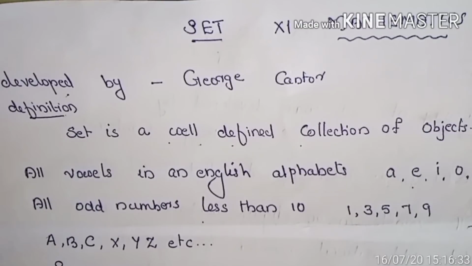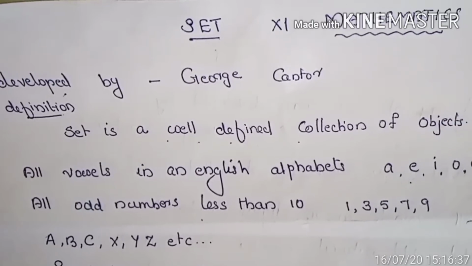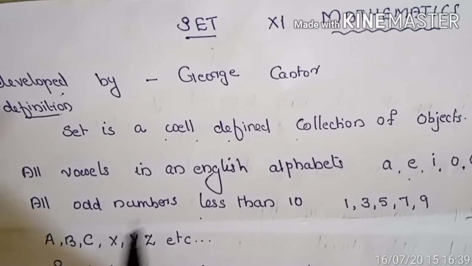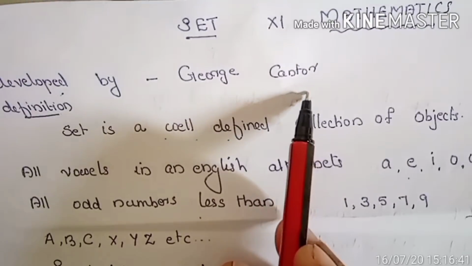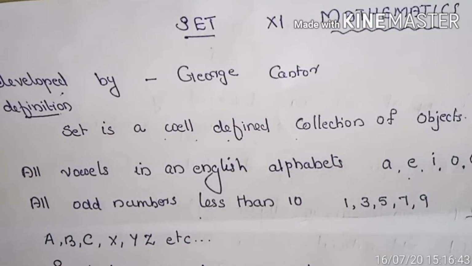The first chapter is set. This is a simple chapter. The theory of the set was developed by German mathematician George Cantor. The set is used to define the concept of relation and function. The chapters geometry, sequence and series, probability, etc. are connecting with the set.